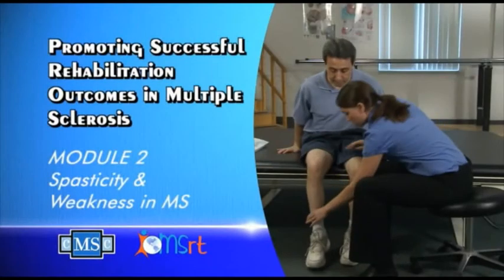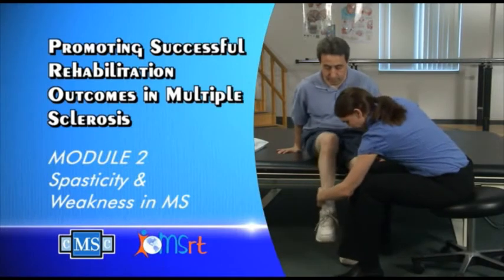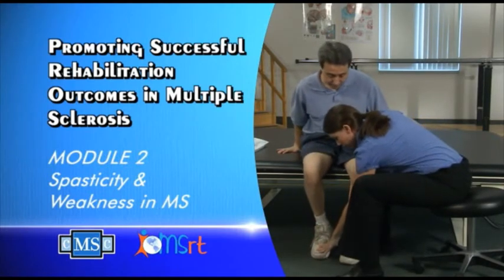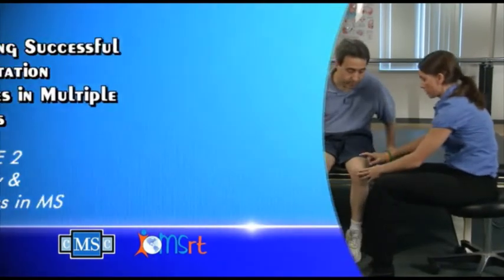This is Module 2 of the educational program promoting successful rehabilitation outcomes in multiple sclerosis. This module will focus on spasticity and weakness in MS.